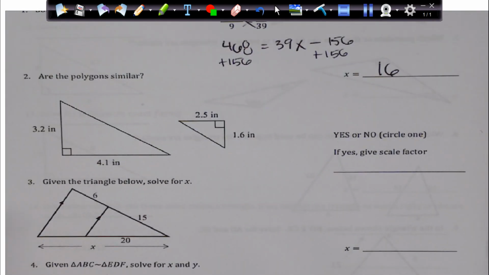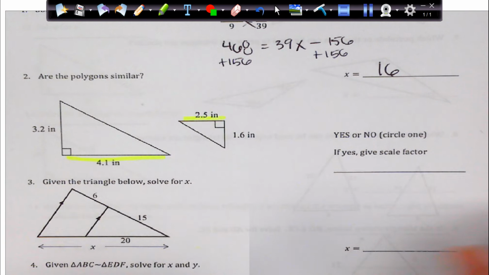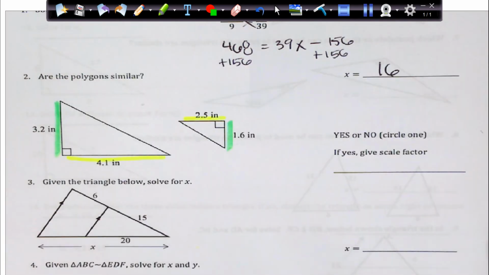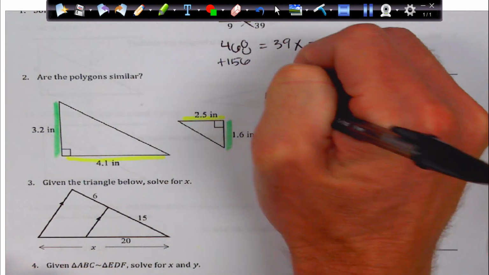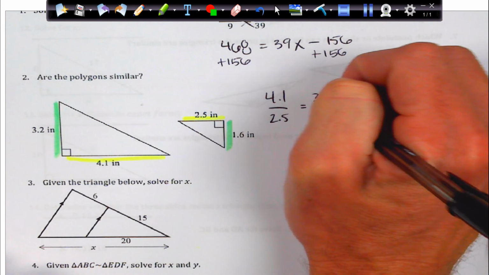Alright, number 2, are they similar? We got to check to see if the sides are proportionate. So we're going to take the large side and compare it to the large side of the two triangles, and we're going to take the small side and compare it to the small side of the two triangles. And so we get 4.1 over 2.5 equals 3.2 over 1.6.